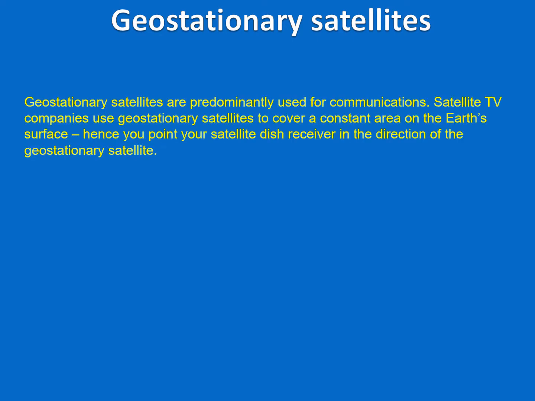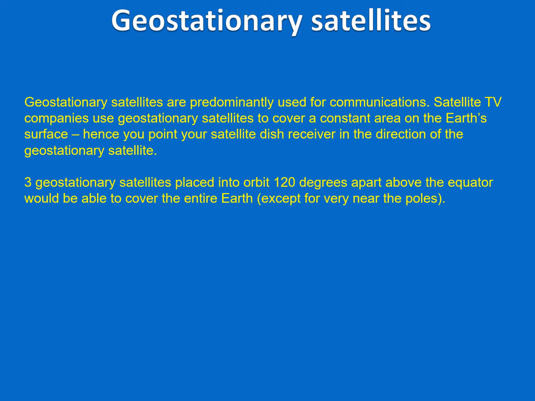So we can use those satellites for communication, so TV, that type of thing, communication across the Earth. If you have your Sky box, that's what's happening. The actual dish on your house is being pointed towards the satellite. And if we put 3 geostationary satellites in orbit 120 degrees apart, we can cover the entire Earth apart from right near the poles. So that's the idea of having these geostationary satellites.